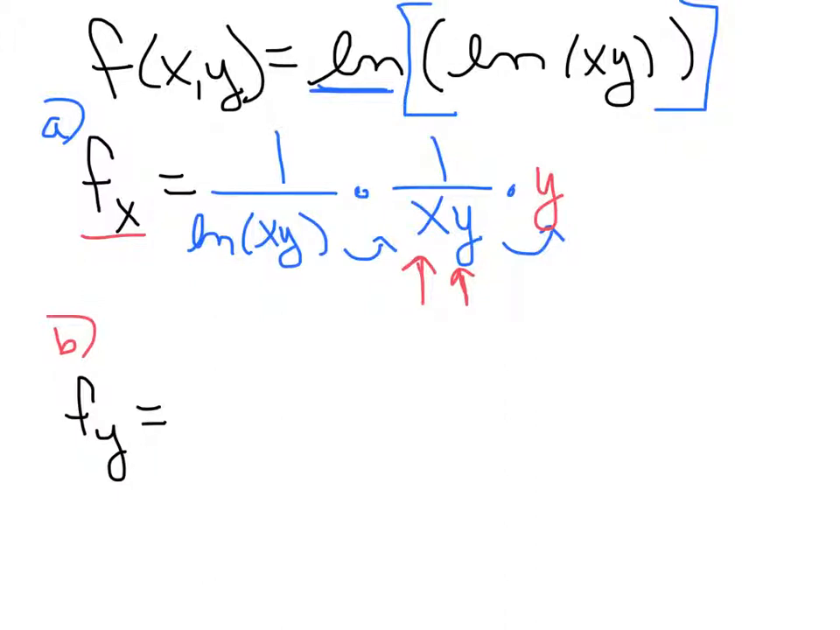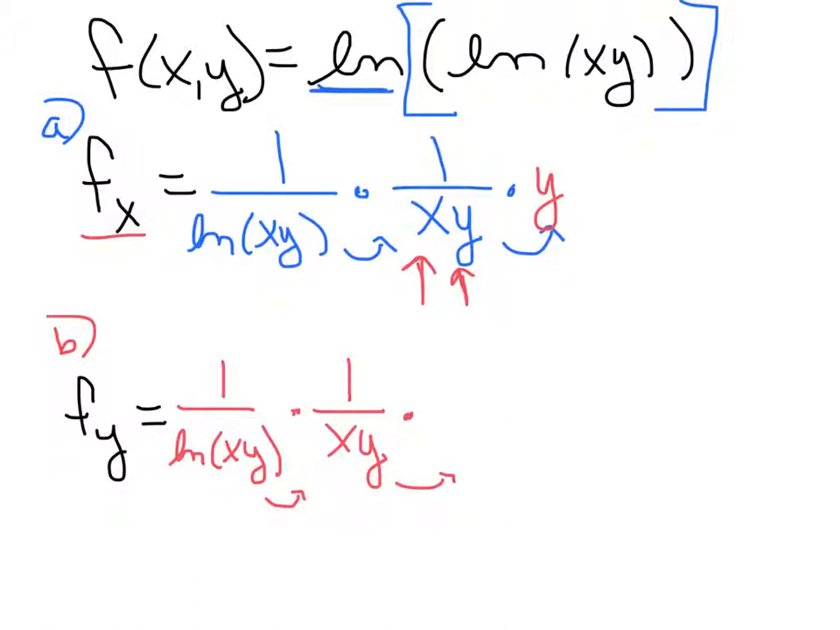For this one, we're taking the partial derivative with respect to y. Again, it's a function of x and y. There's a y embedded in here, so we're going to take the derivative of the outer function and then of that inner function. So let's go ahead and do that. 1 over what's inside the outer natural log, which is the natural log of xy. Then we have to chain rule out the derivative of the natural log of xy: 1 over what's inside, and then chain rule out the derivative of that xy.